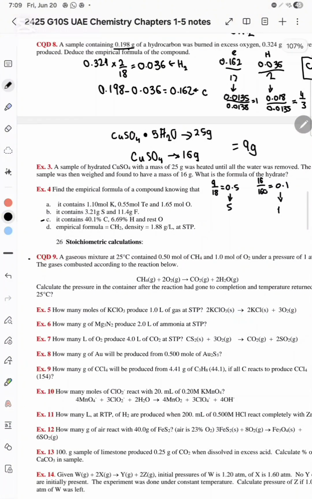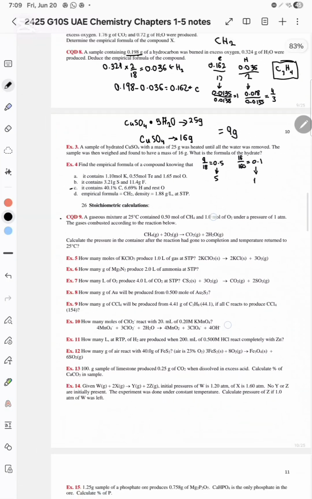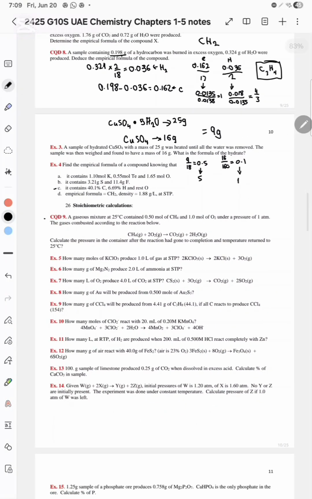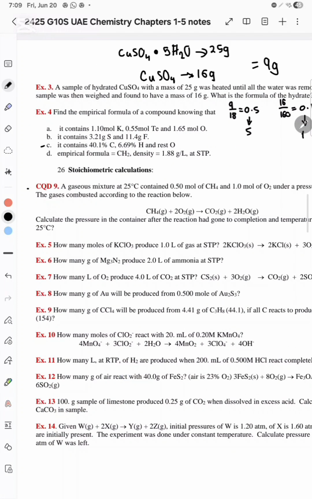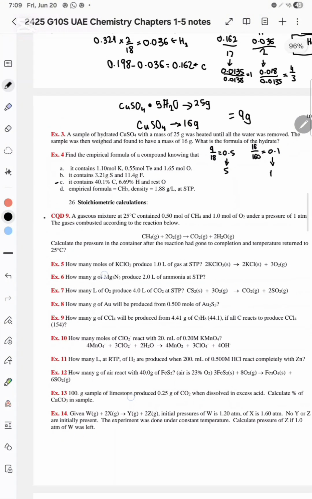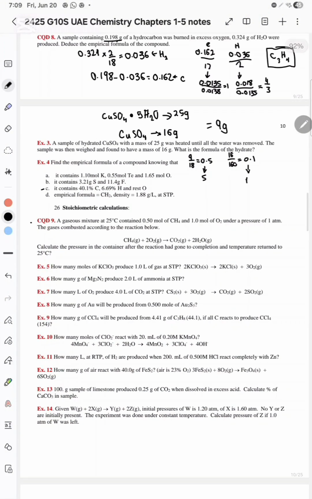CQD 9. Okay, so we have a gaseous mixture at 25 degrees Celsius and it has 0.5 moles of CH4 and 1 mole of O2 under a pressure of 1 atmosphere. The gases combusted according to the reaction below: CH4 plus 2O2 gives you CO2 and H2O. Now calculate the pressure in the container after the reaction has gone to completion and temperature returned to 25 degrees Celsius. So what they're asking for in this question is the pressure.